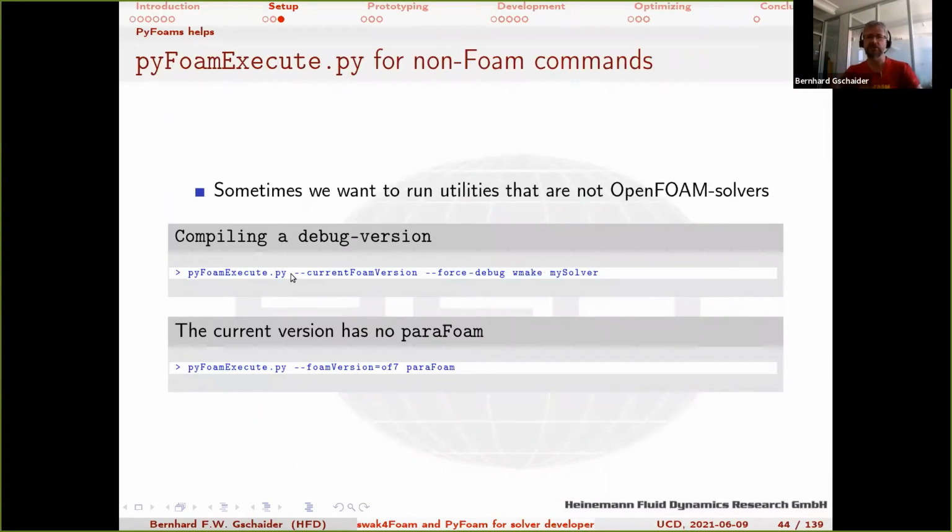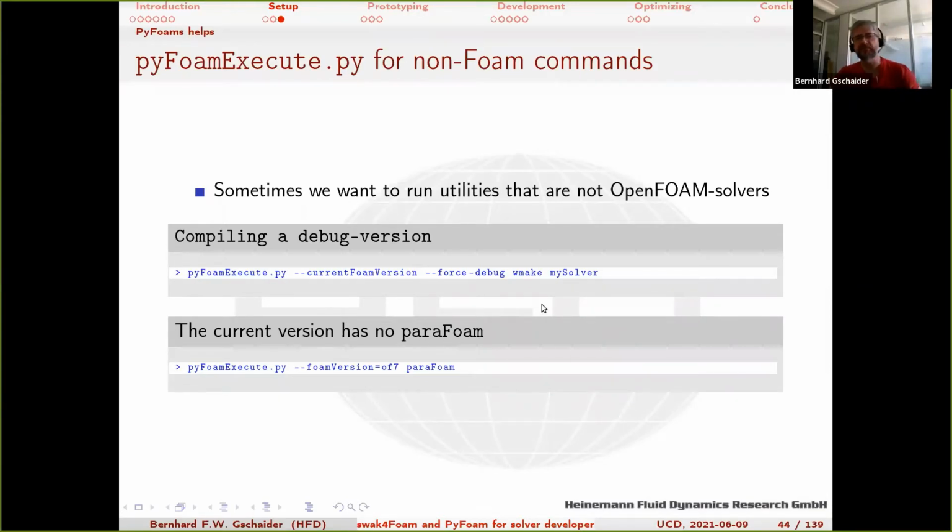And there is PyFoam execute. PyFoam execute basically is similar to the PyFoam runner utility, but it doesn't require that there is an OpenFOAM case there. It's nice for executing non-foam commands, and with non-foam commands, for instance, I also mean wmake. So basically, if you have your source code in your mysolver directory and you want to compile it in debug mode, then you say PyFoam execute, force debug, wmake, and mysolver, and it will compile it.